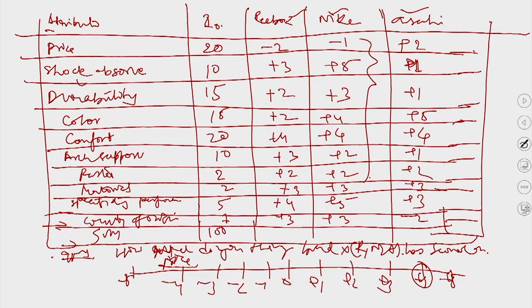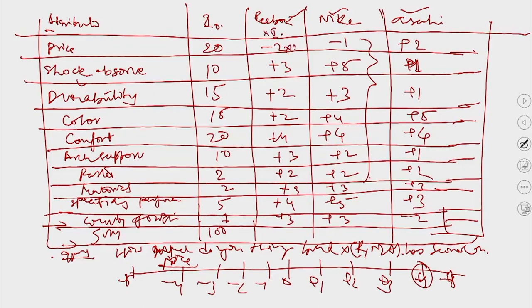So these are the scale ratings, which basically means that on price, how much people think Reebok is doing good, minus 2, people are not satisfied with it. But if you look at Asahi, people believe it has given a good price for its shoes. Similarly, on shock absorbency, people believe that Reebok has moderate shock absorbency. On the other hand, Nike has good shock absorbency and Asahi has okay shock absorbency, and similarly for all the attributes.